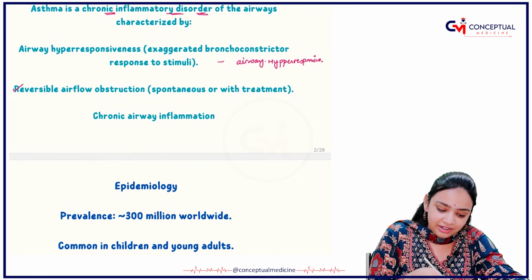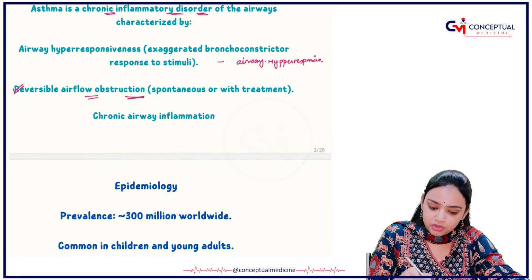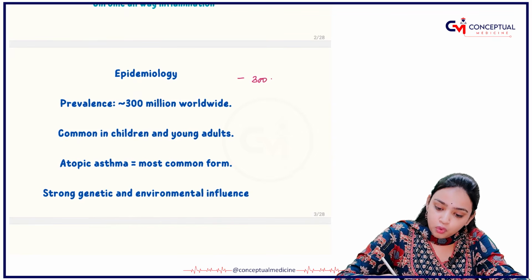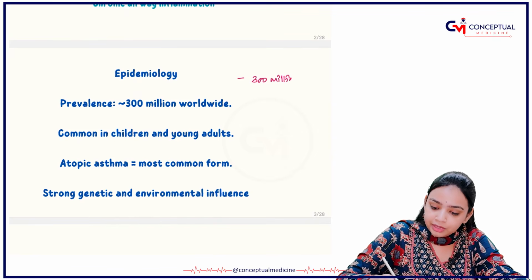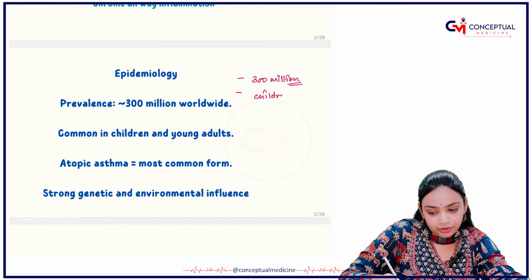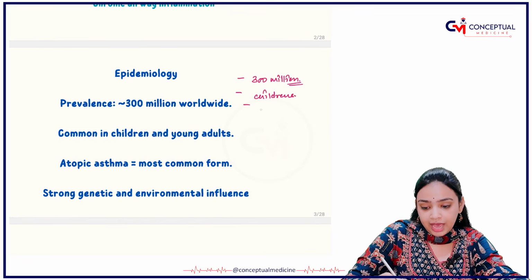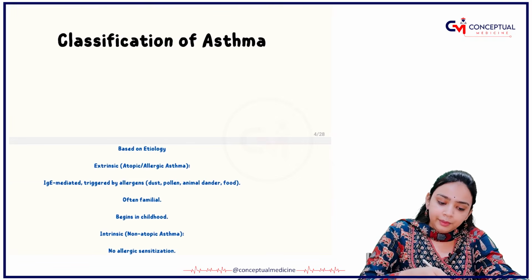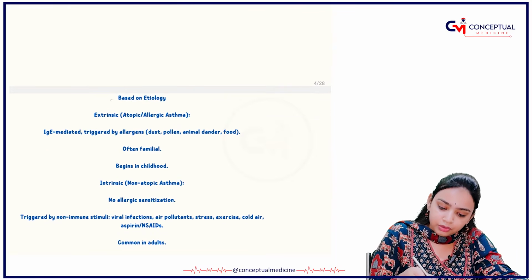Then there is reversible airway obstruction. What is the epidemiology? It contributes to almost 300 million people worldwide. Common in children, and the most common form is atopic asthma. Let's see the classification based on the etiology.